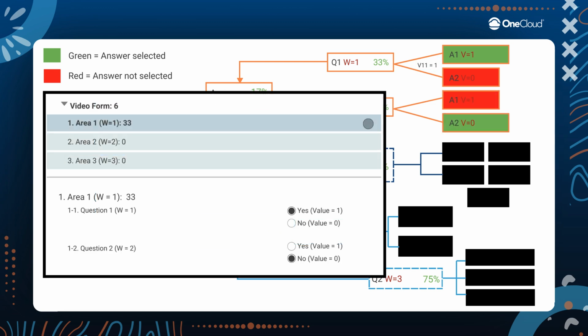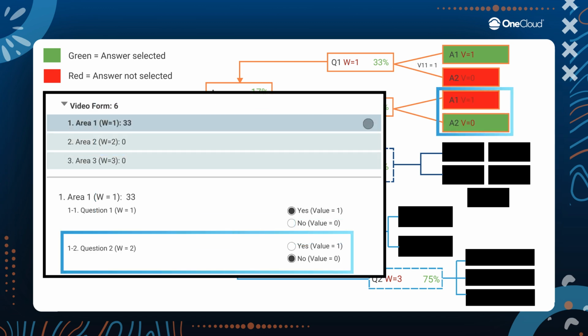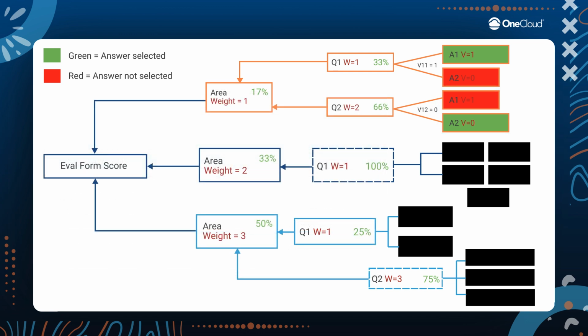Second question of the first area. We chose answer 2, which has a value of 0, as opposed to answer 1, which has a value of 1. Thus our agent achieved 0% of the score possible in this question. V12 equals 0. So we can see that in the first area we got 100% value achievement in the first question and 0% achievement in the second one. The first question has a weight of 1, and the second question a weight of 2.